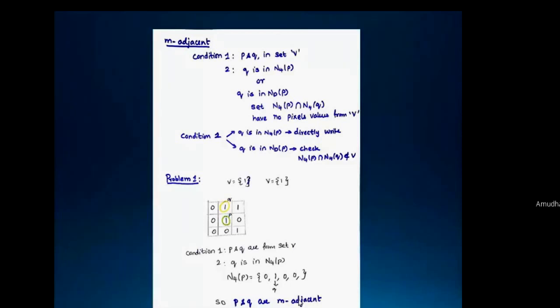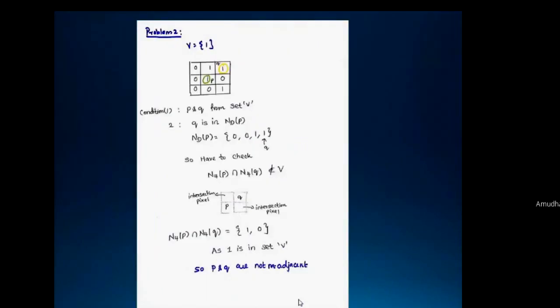Because for the second condition, if it is a vertical or horizontal neighbor adjacency, then directly we can write the answer. Next we'll come to the second problem. In the second problem, P has been taken here, and Q has been taken diagonal.